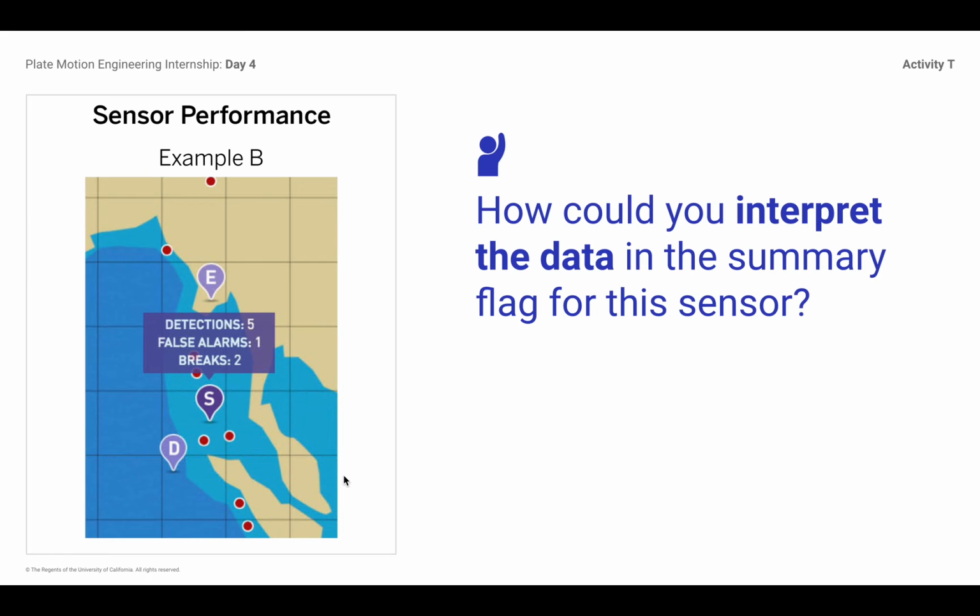What about this one? I want you to look at this for a second. How could you interpret the data in the summary flag for this sensor? So I've got a shallow sensor in shallow water, so it should be fine. But look, I've got 1 false alarm. I mean, it's great. It detected 5 tsunamis, but I've got 1 false alarm and I've got 2 breaks. That's not good. Something's going on with this.